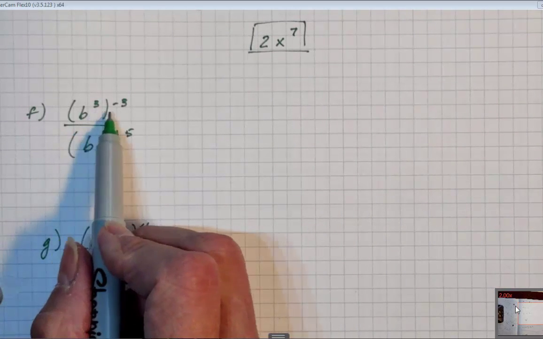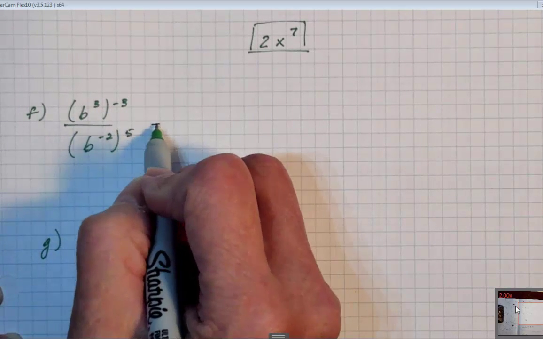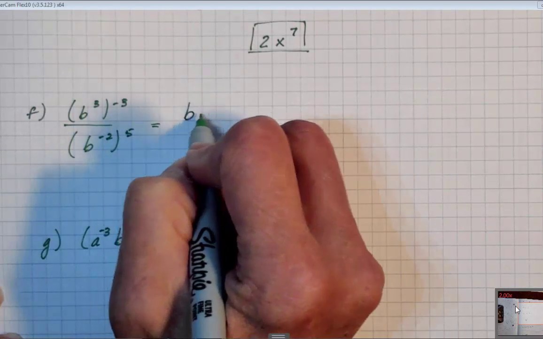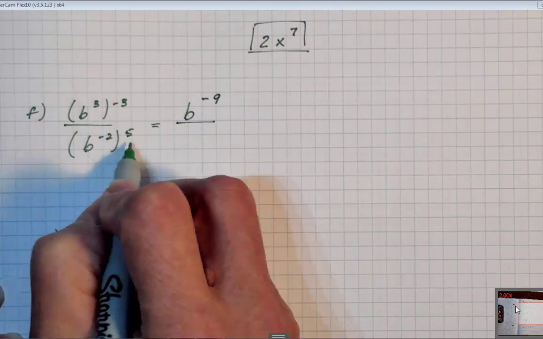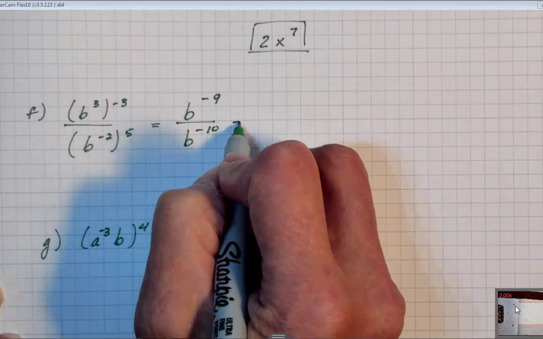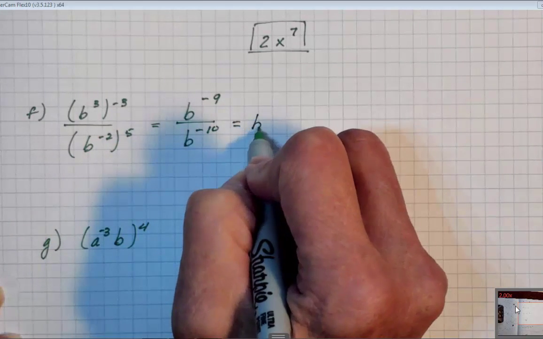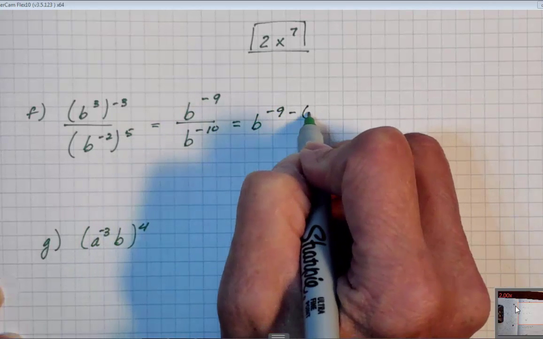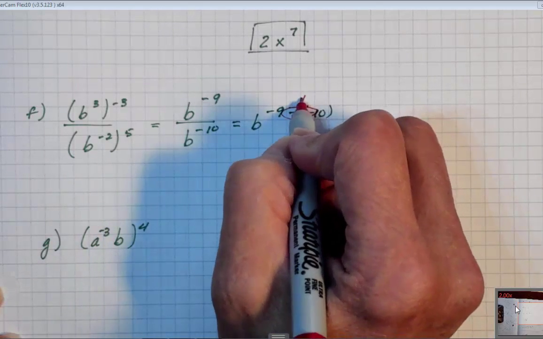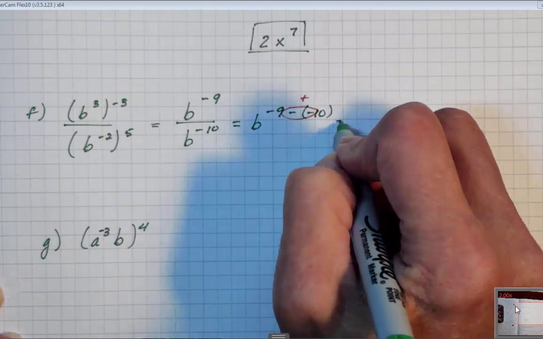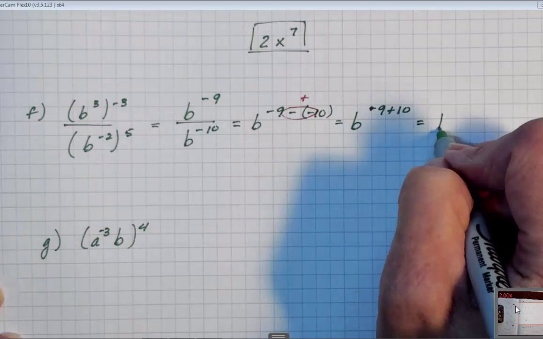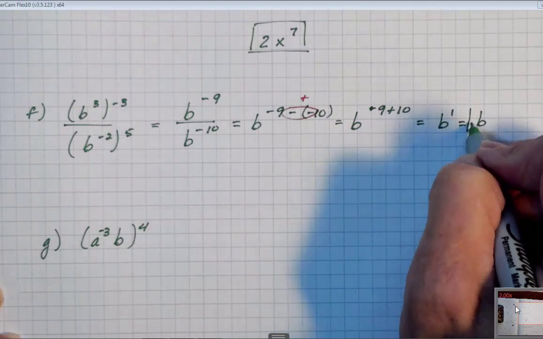This particular problem, we're using our power to a power rule. We're going to need to multiply our exponents, so 3 times a negative 3 gives me b to the negative 9th. In the bottom, I'm going to have a negative 2 times 5, that gives me b to the negative 10th. Then I'm going to use my quotient rule, which says that I'm going to subtract my exponents when I have the same base and I'm dividing. And I have a double negative going on here, that becomes a positive. So now I have b to the negative 9 plus 10, which gives me b to the first, which I'm just going to simplify and write as b.